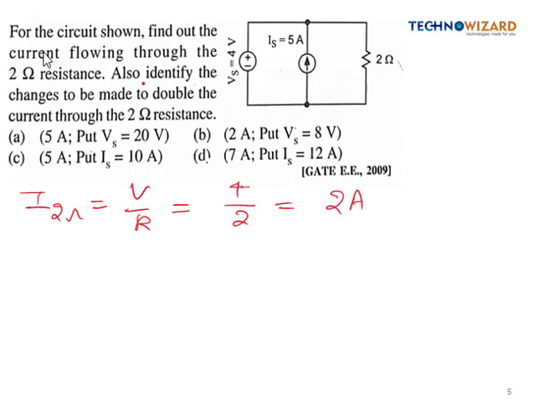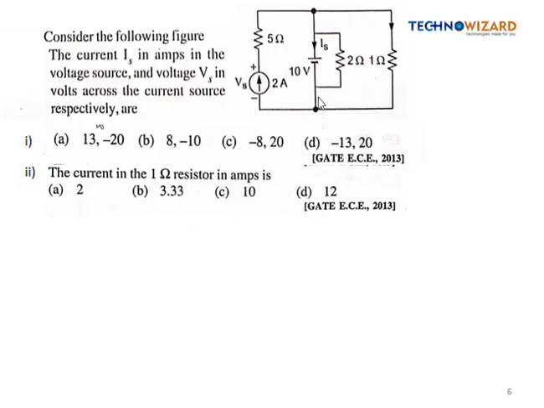Now it is saying to identify the changes to be made to double the current through the 2 ohm. So if we have to double the current through 2 ohm, it means the value of current will become 4 ampere. So obviously the voltage source has to become 8, then only the current will become double. So option B is correct, right? So let's see our next question.